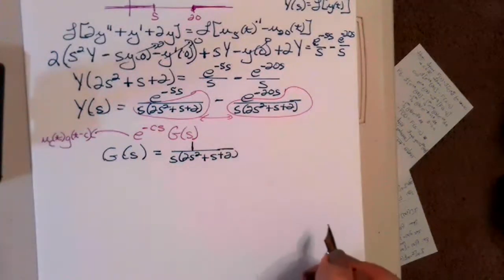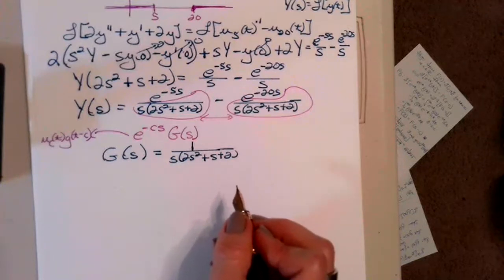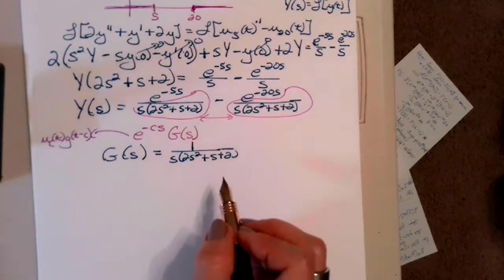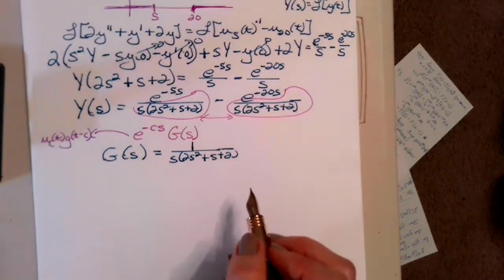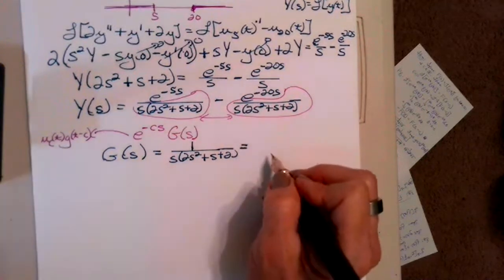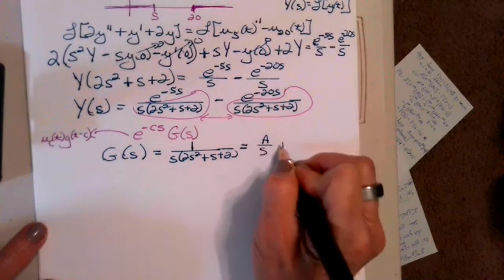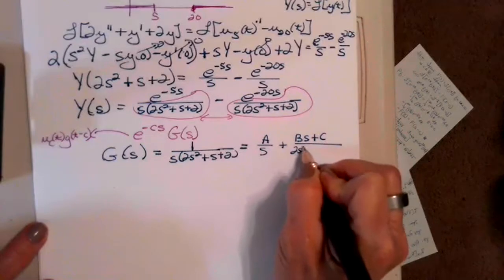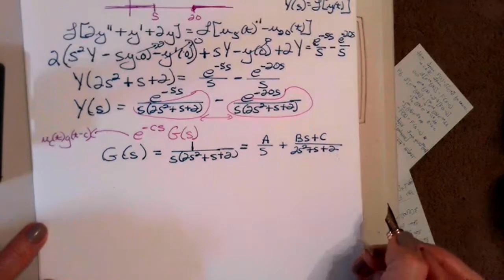Okay. All right, there's nothing even close to that in the tables. And 2s squared plus s plus 2 does not factor, right? Let's think about that. No, I believe that's true. That does not factor. So we're going to have to use a partial fraction decomposition. That means we're going to want to do something like A over s plus (Bs plus C) over 2s squared plus s plus 2. Okay, and we have to work that out.